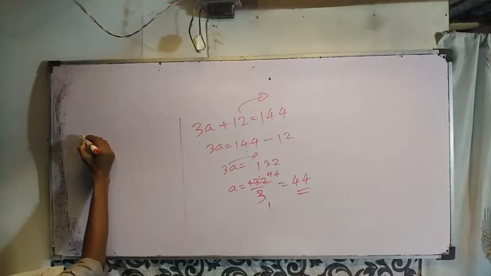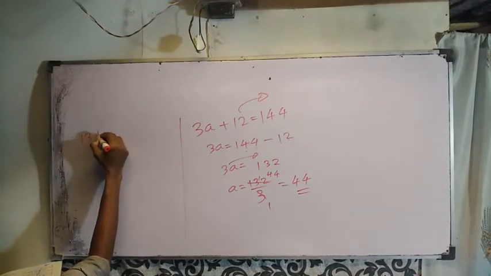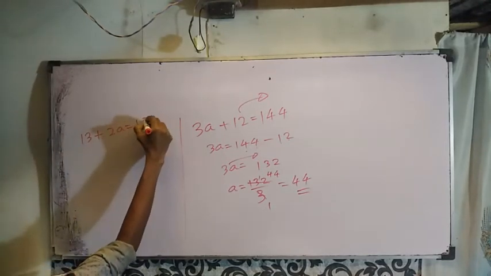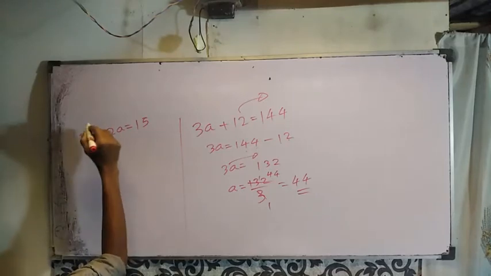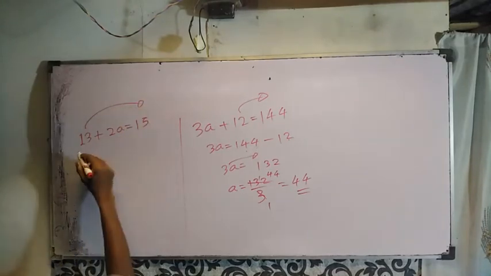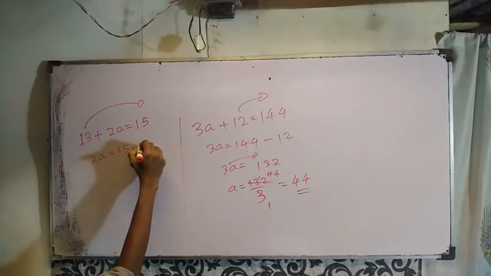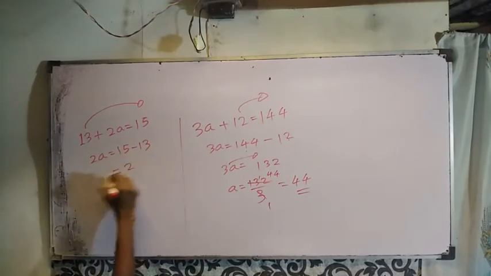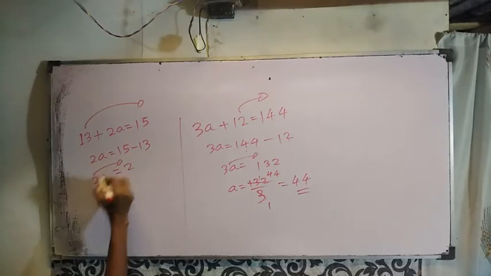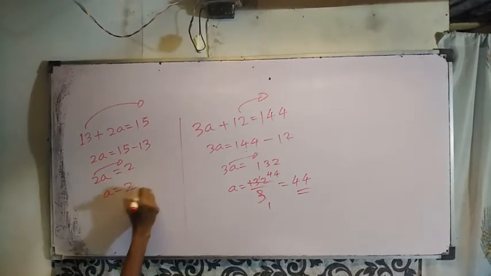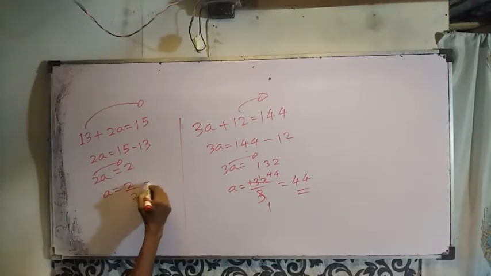Now next example, 30 plus 2a is equal to 50. According to the description also, you have to move this 30 from this side to the other side. Now 2a is equal to 50 minus 30. 50 minus 30 is equal to 20. Now you have to move this 2 from this side to the other side, then you get the answer 20 over 2 is equal to 10.